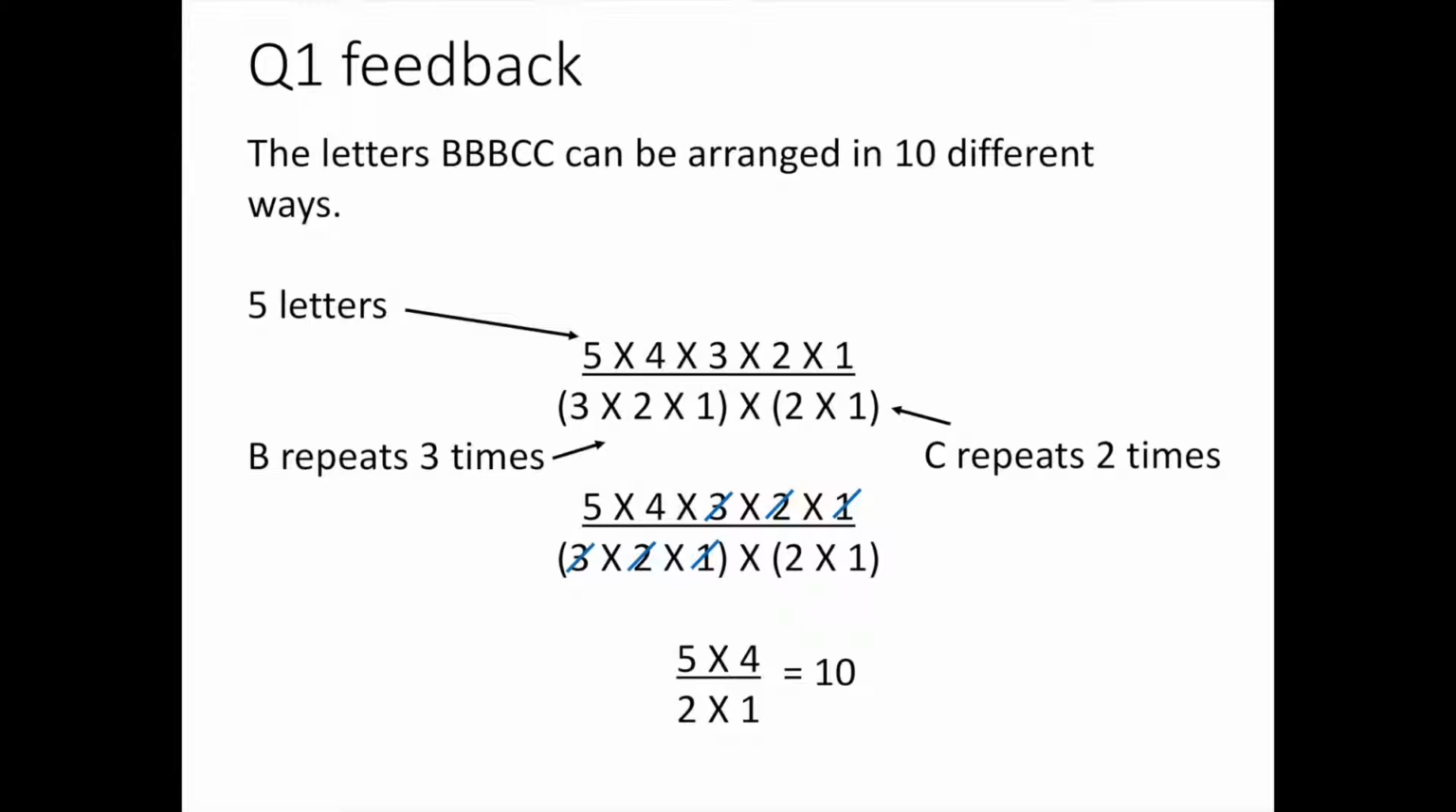In question 1 there were 5 letters, so you do 5 times 4 times 3 times 2 times 1 in the numerator. The letter B repeats 3 times, so you put 3 times 2 times 1 in the denominator, and the C repeats twice, so you put 2 times 1 in the denominator for that. As you can see, there's a 3 times 2 times 1 in both the numerator and denominator, so they cancel each other out. That leaves you 5 times 4 over 2 times 1, so that's 20 divided by 2 gives you 10 different permutations for those letters.